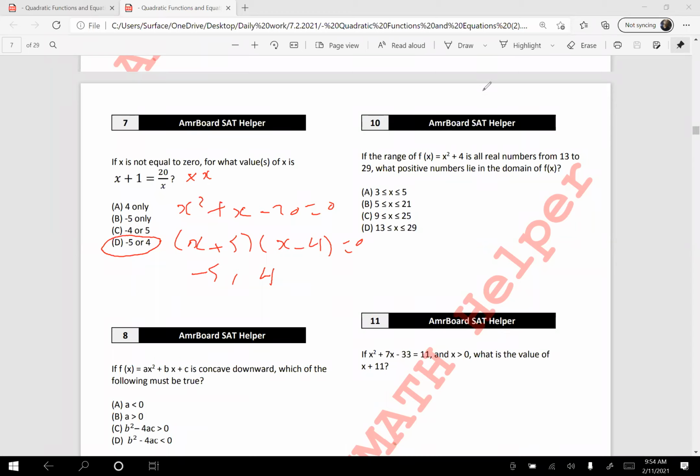Number 8 is B. No, I don't think so. I think it is another. Who solved number 8? Tell me the answer, please.